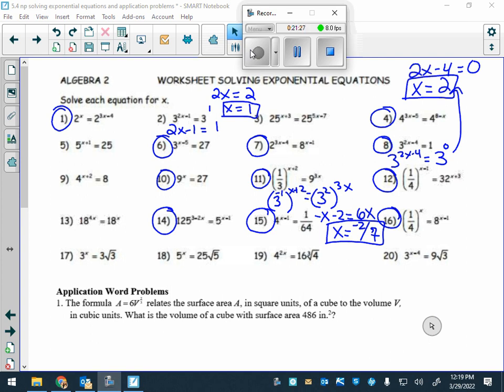All right, number 15 is correct, it's negative 2. Number 16, what do we get? I have negative 1 on the board. Someone get something different? Abigail? 3/5 is correct. So, with 16, 1/4 and 8 have what base in common? 2. 2 to what power gives me 1/4?